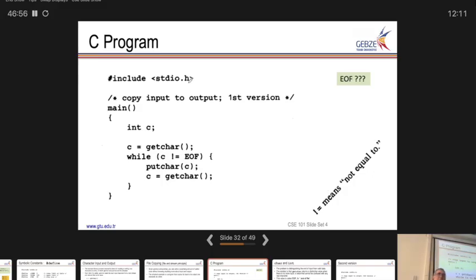So the main program: stdio.h is included, a character c is equal to getchar, while c is not equal to end of file, Control D, or the end of the file, print that, and get the next character. Keep getting the characters until you hit the end. This means not equal to.